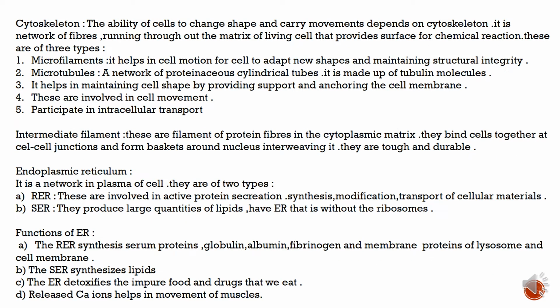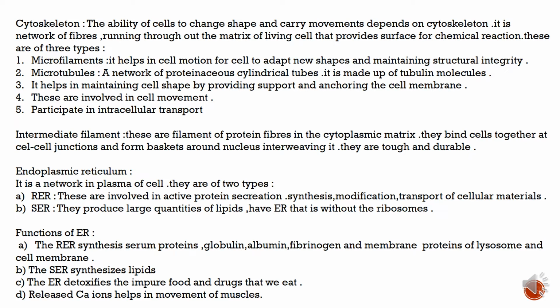Cytoskeleton. The ability of the cell to change shape and carry out movements depends upon the cytoskeleton. It is a network of fibers running through the matrix of the living cell that provides a surface for chemical reactions. These are of three types: microfilaments, microtubules, and intermediate filaments. Microfilaments help in cell motion, for the cell to adapt new shapes, and in maintaining structural integrity.